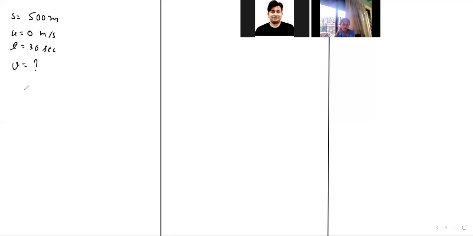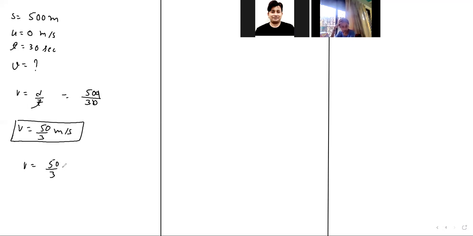Let's try a simple method. Velocity is equal to distance upon time. For example, 500 upon 30. So velocity is equal to 50 by 3, that is meter per second. But they have asked kilometer per hour. So can I say that this will be 50 by 3 into 18 by 5? Let's see whether it works or not, then we'll find some other method. Understood why I have taken 18 by 5?